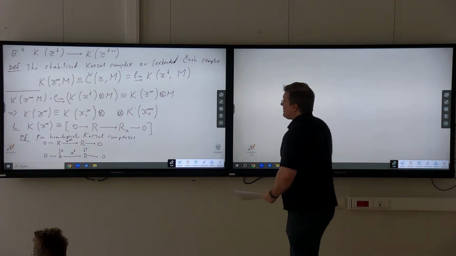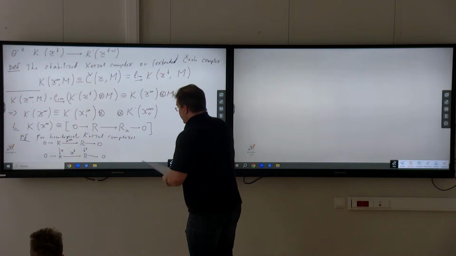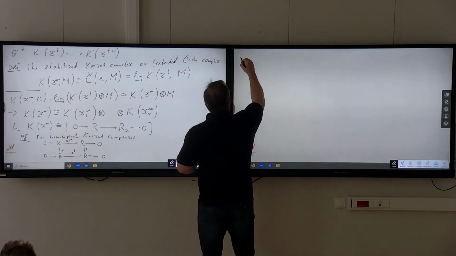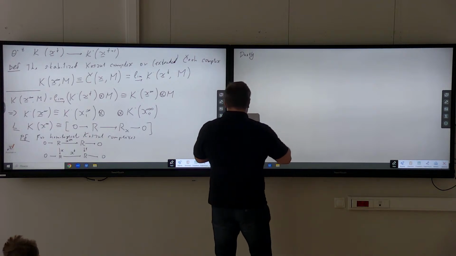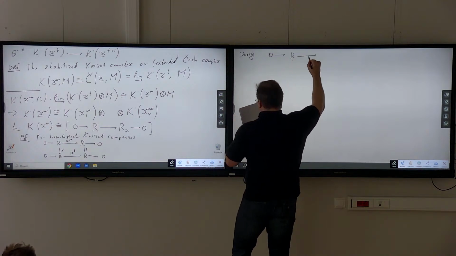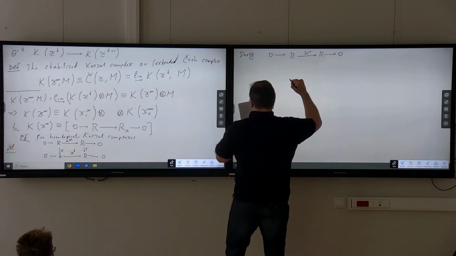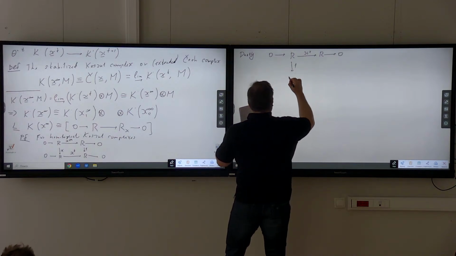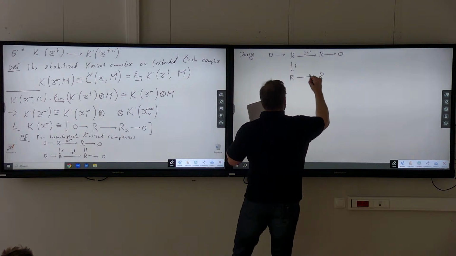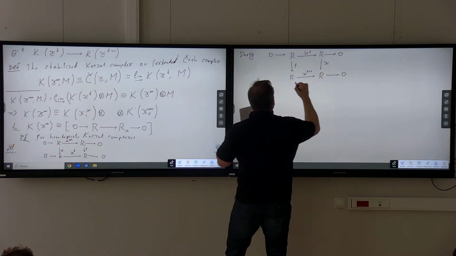Okay, but of course in the definition of the stabilized Koszul complex, we need to take this situation and dualize. So let me say, dually, we have 0, then this is multiplication by x to the t. So this is 1, then x to the t plus 1, x. So this is what we get if we take Hom into R.